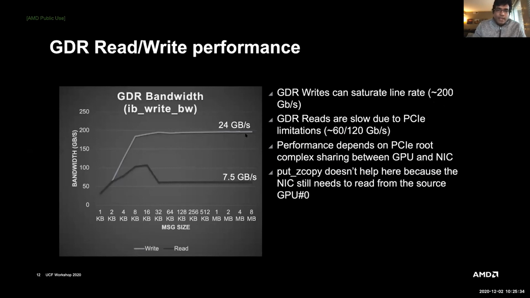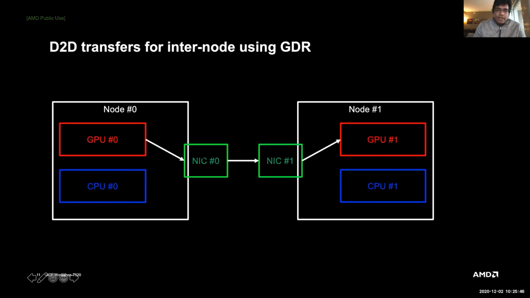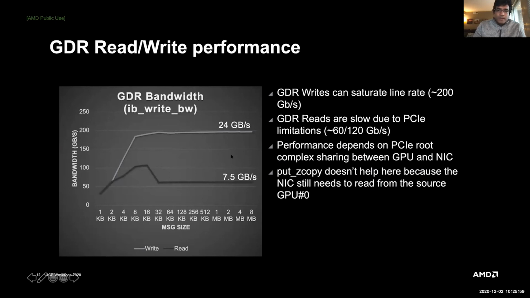The problem with that is GDR writes are much faster than GDR reads for the same PCIe limitations as before, and there is no way to avoid it in this case because all NICs are connecting to the PCIe interface, so there is no NVLink or Infinity Fabric to connect them together. So that's why we have the same 7.5 gigabyte per second limitation here.